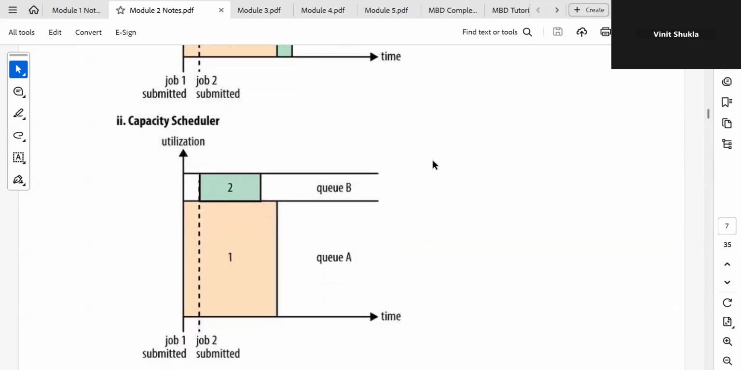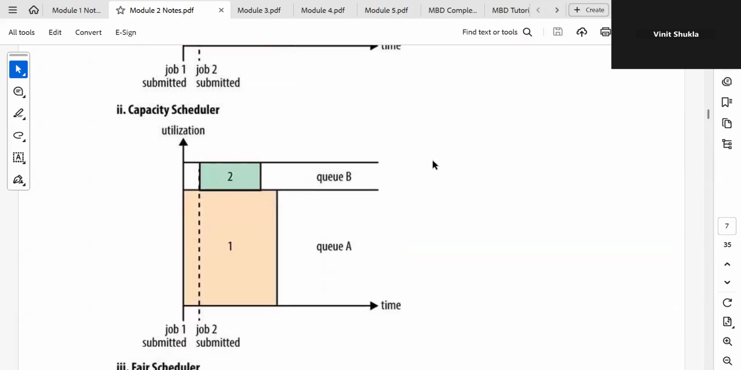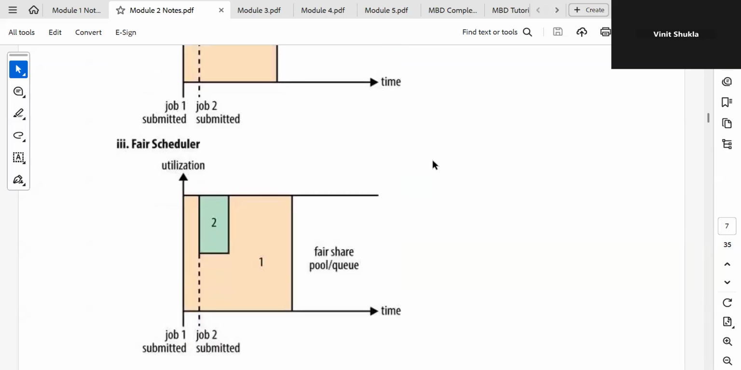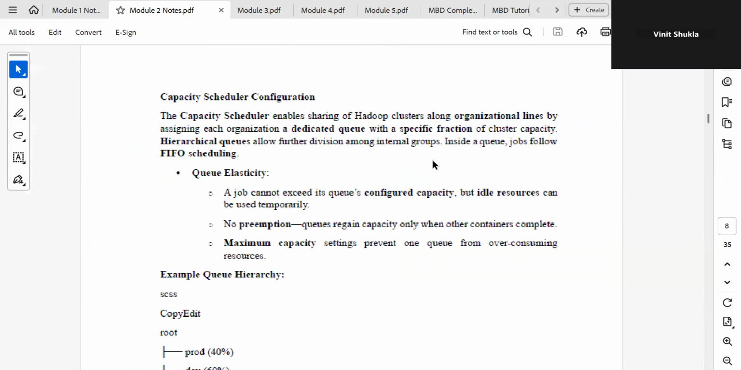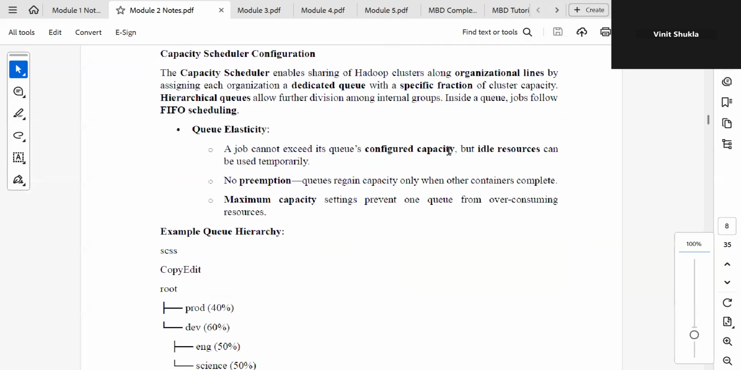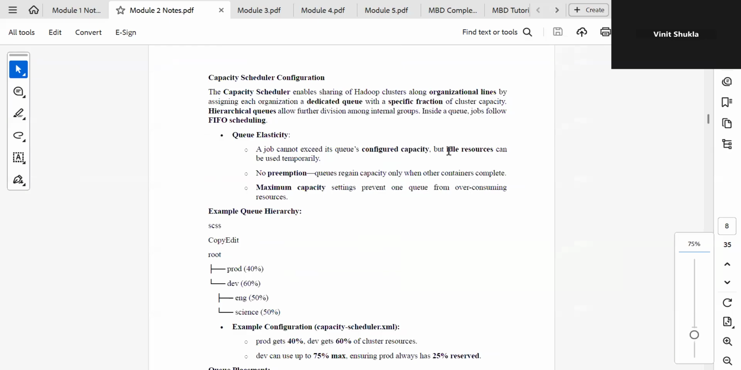Next, the capacity scheduler. Here, the job is allocated based on job size. It is the same plot between utilization and time. Here, queue A and queue B are based on their capacity. The fair scheduler dynamically allocates jobs based on the requirement, with a fair share pool of queues. Now we will learn a bit more about the capacity scheduler.